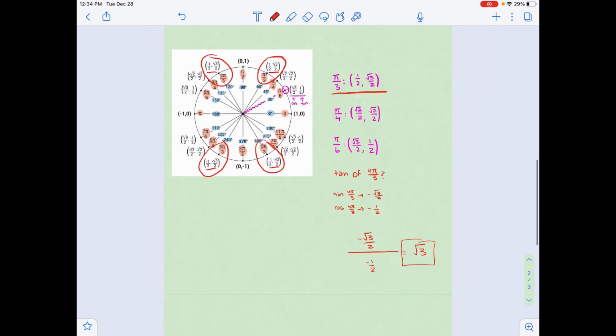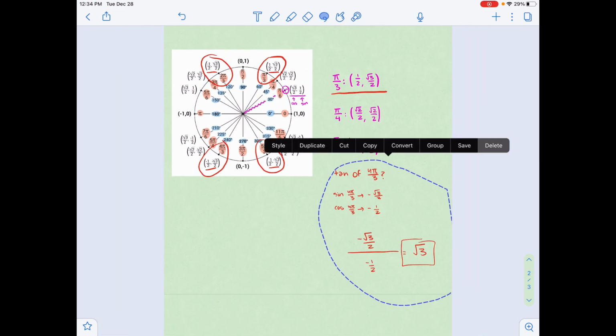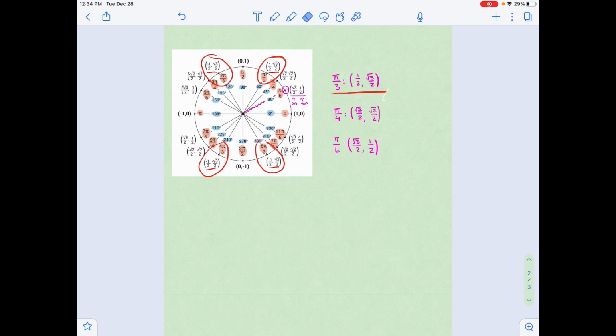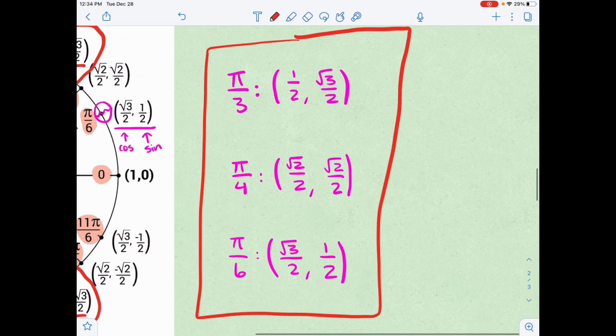So it's really helpful to memorize these points right here, so that as soon as you're given an angle, you just immediately think of the denominator and you have the point memorized. And just based on the numerator, you figure out what sign goes on the x coordinate and what sign goes on the y coordinate. So it's really helpful to memorize this right over here.